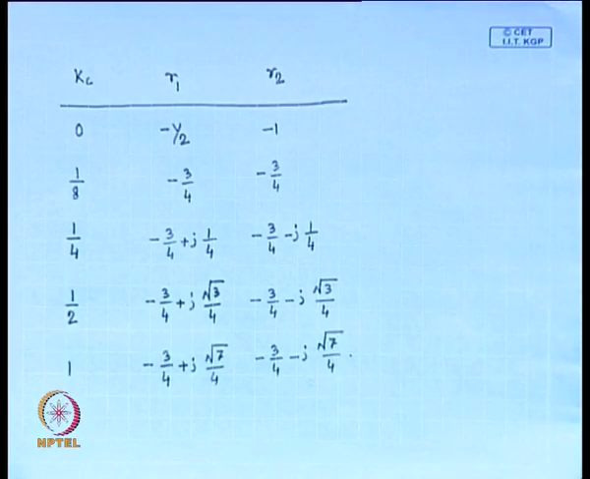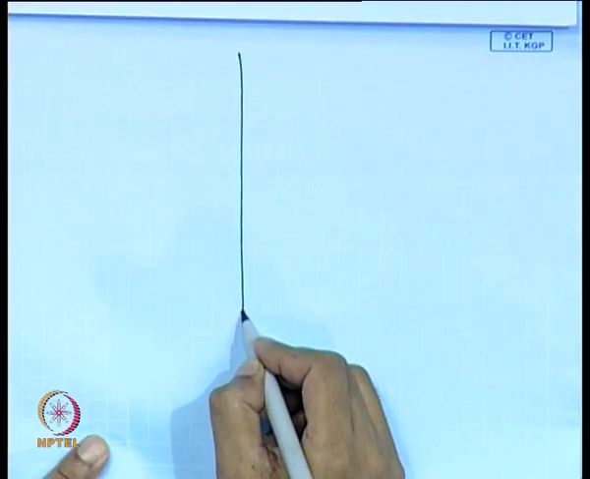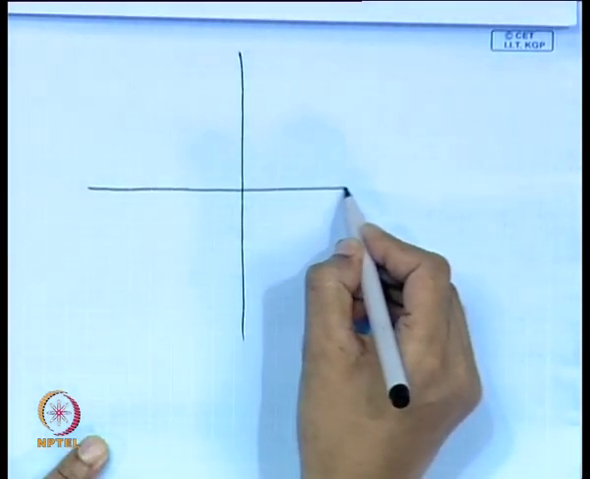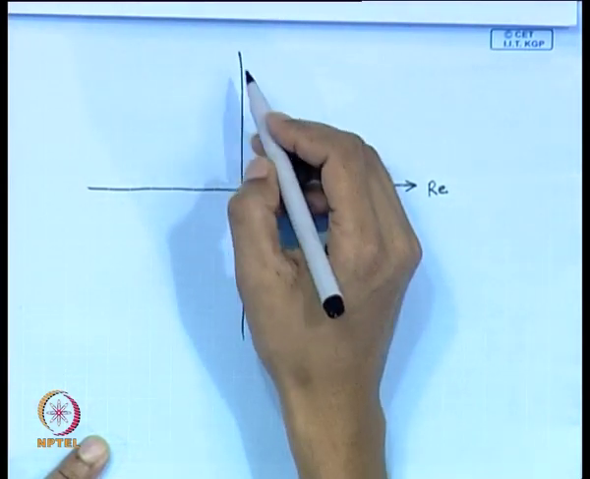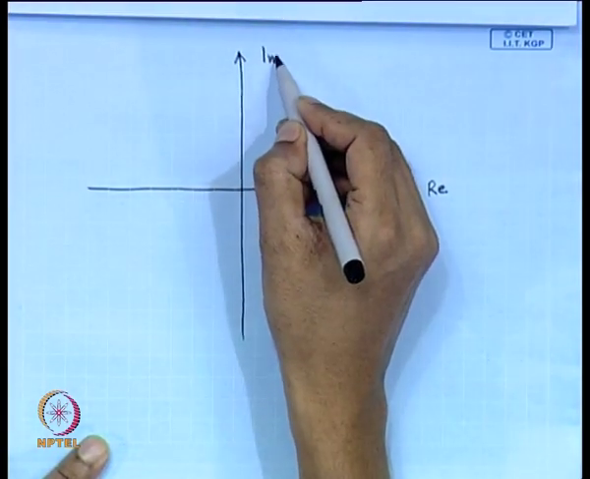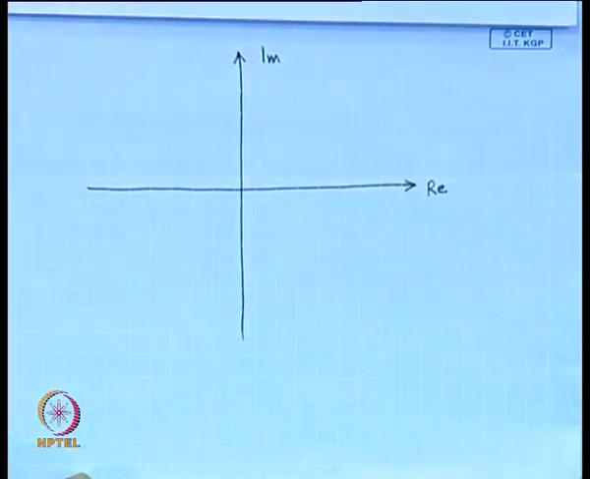Now, based on these data, in the next step we will produce the root locus diagram by putting these two roots. So, our complex plane is this one. This is the real axis, and this is indicating the imaginary axis.